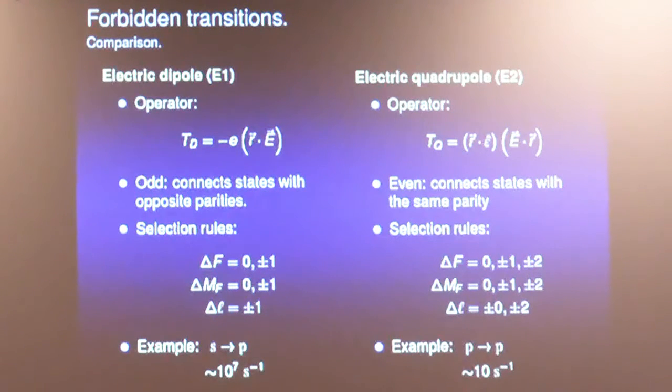It's an even operator then, and so it connects states with the same parity. It leads to different selection rules, and the example that we are going to give is a P to P transition that is much, much slower, about a million times slower than the traditional S to P transition, say, in rubidium.